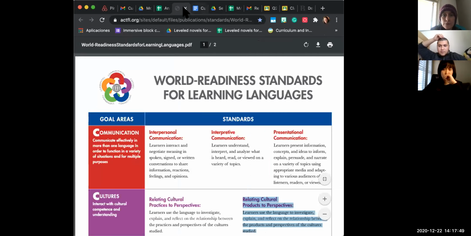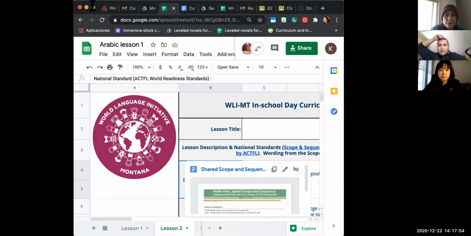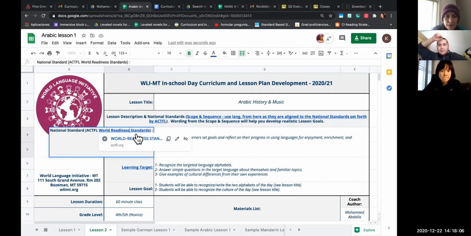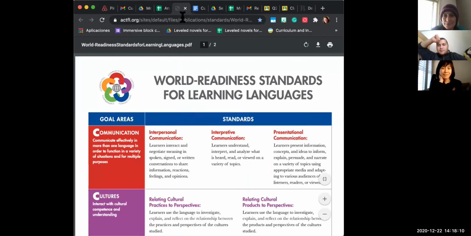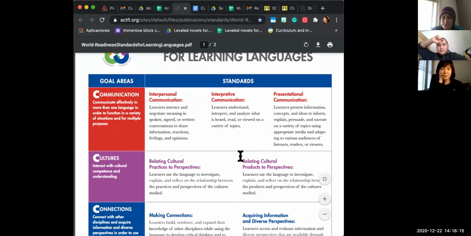Perfect. So let me get out of here, back to here. Okay, it's a different one. Oh, the one I did, we already erased it. Okay, perfect. So yeah, we'll go back to that. I have all these tabs open. Too many tabs open. Okay, so relating cultural products to perspectives. Learners use the language.